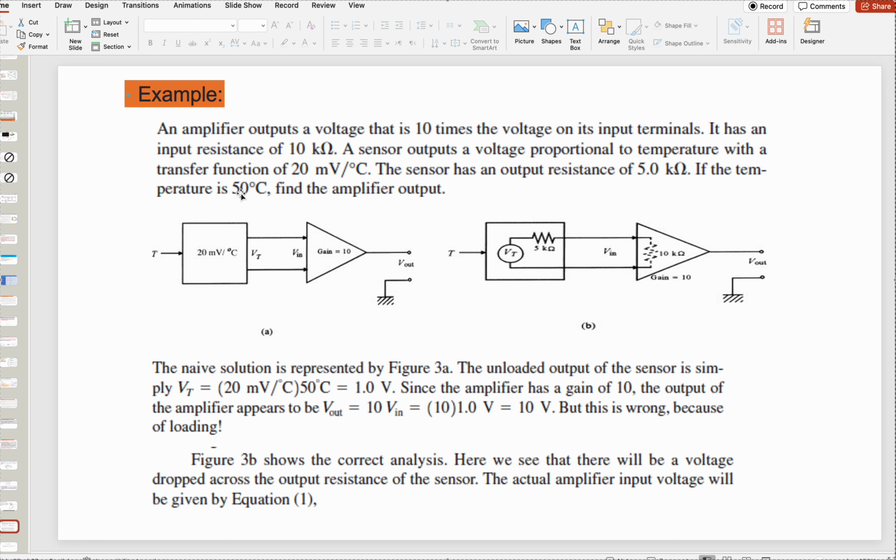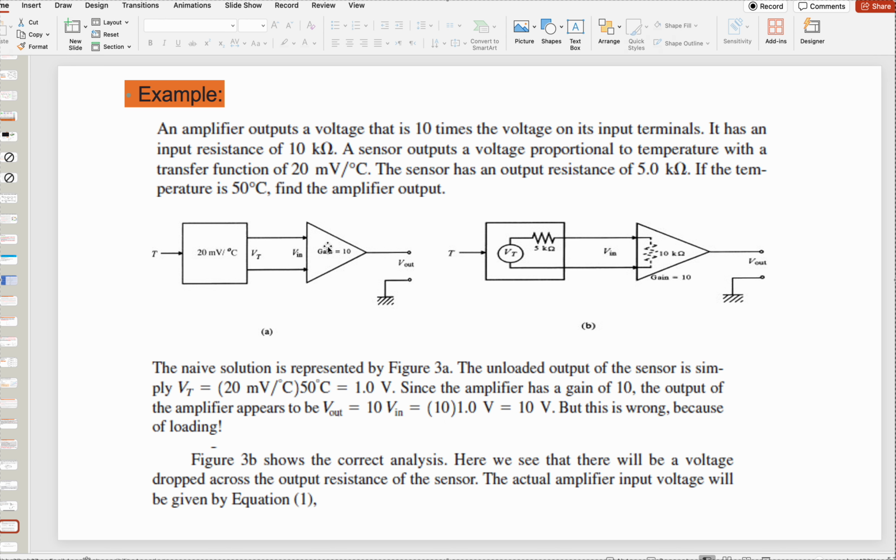If the temperature is 50 degrees, you can say it's 50 times 20, which is 1000 millivolts. Yes, 1000 millivolts, so 20 times 50 is 1 volt. And because it has a gain of 10, it is going to be multiplied by 10, so you're going to have 10 volts.